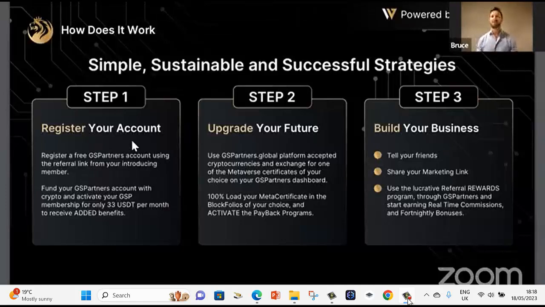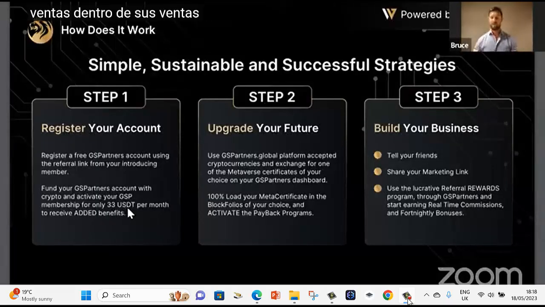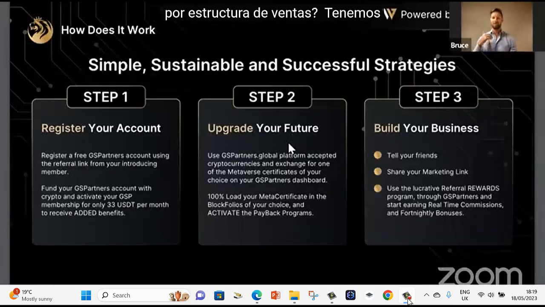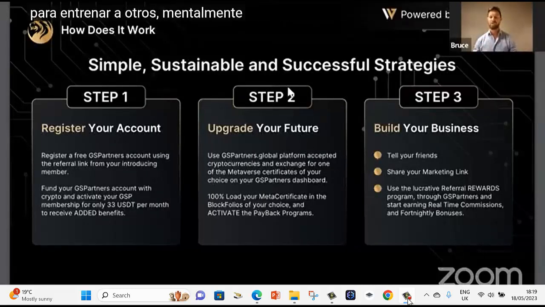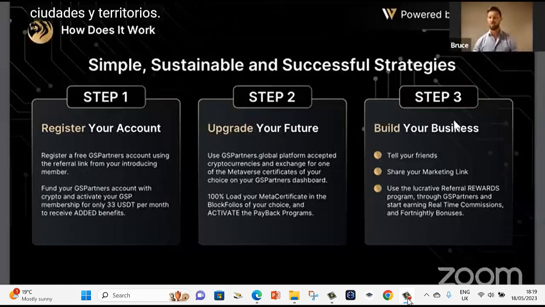And if you want to buy the products and take advantage of the promotions, I would suggest you pay the 33 USDT too. If you wish to take advantage of the payback program, or any promotions or incentives that you're running, I would suggest that you pay the 33, you load up your certificates, and you start receiving your payback programs.